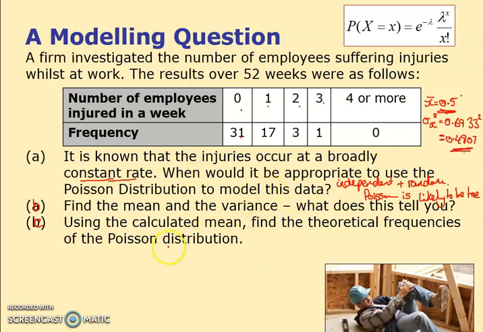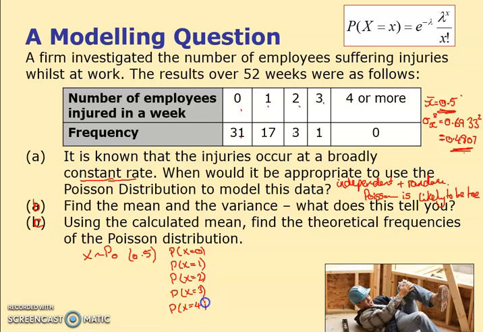Okay, so use the calculated mean. So X is now Poisson, and it said the mean was 0.5. Find the theoretical frequencies of the Poisson distribution. Now, to do this, I've actually got to work out some probabilities first. I need to work out the probability X equals 0, X equals 1, X equals 2, etc. I could go up to 4, I suppose.